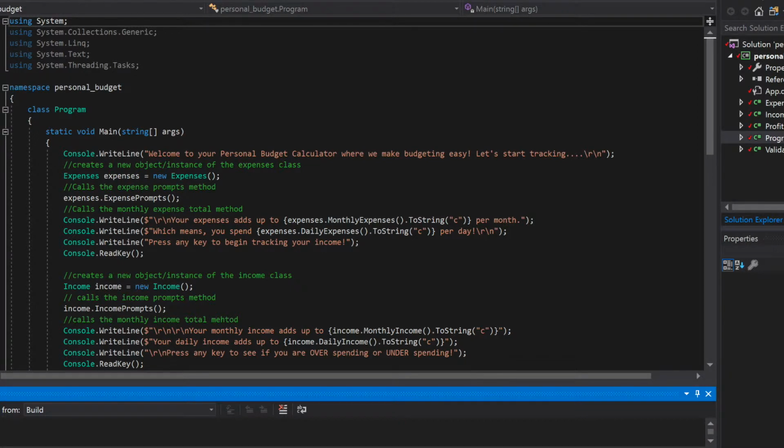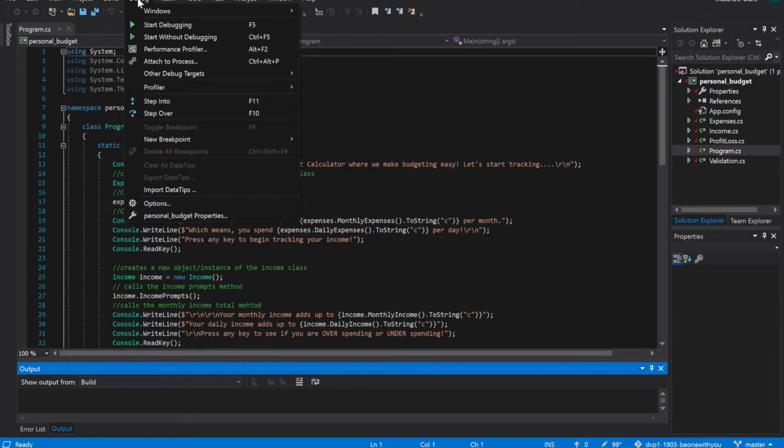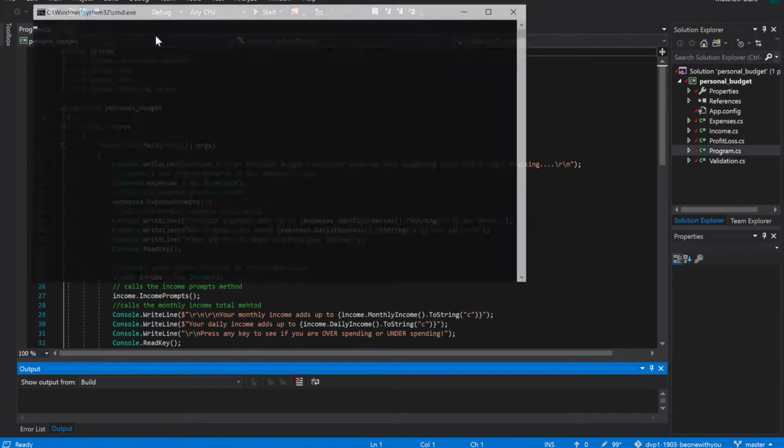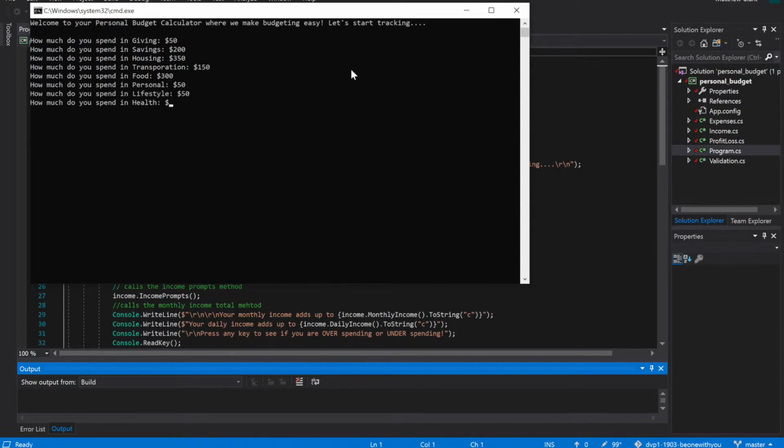So, in the beginning of the program, it will welcome the user to the program, and then it will start asking for each category. So the giving category will be for charity and whatnot, savings, emergency funds. Housing will be rent plus utilities. Transportation is gas, etc. Food, obviously. Personal would be like toiletries. Lifestyle would be entertainment. Health would be gym memberships and medicine.